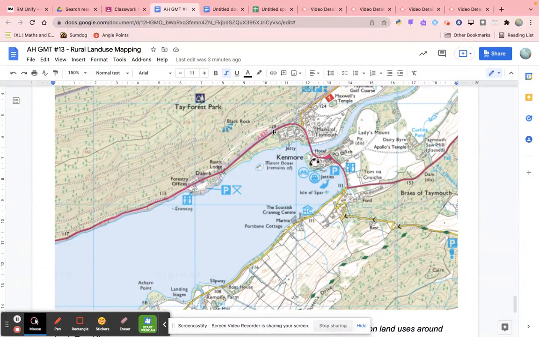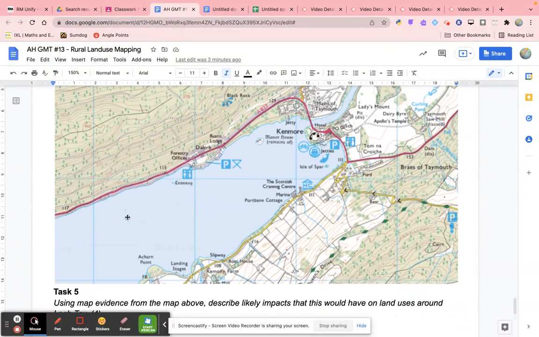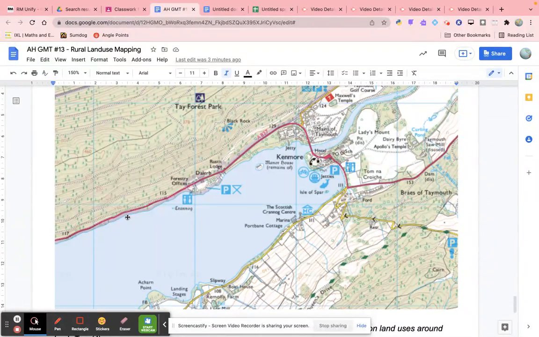So let's start with the transportation. What's our map evidence? The A827. Parts of the A827 that run down the loch lie within 20 metres of the current loch shore. So we're going to lose parts of our road. What is the likely impact? Of course, it's not just going to be allowed to happen. We're going to have to divert or raise this road up to a safer location away from the loch shore.